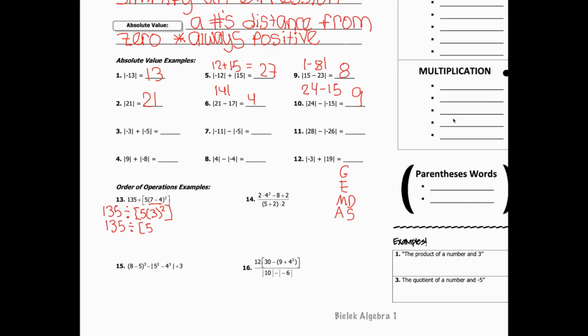So that's 5 times 9. So we still have one more set of grouping, which is 5 times 9. So 135 divided by 45. And then solving that, that comes out to 3.